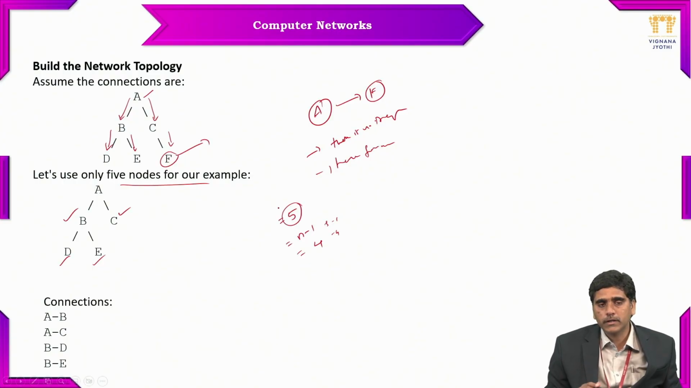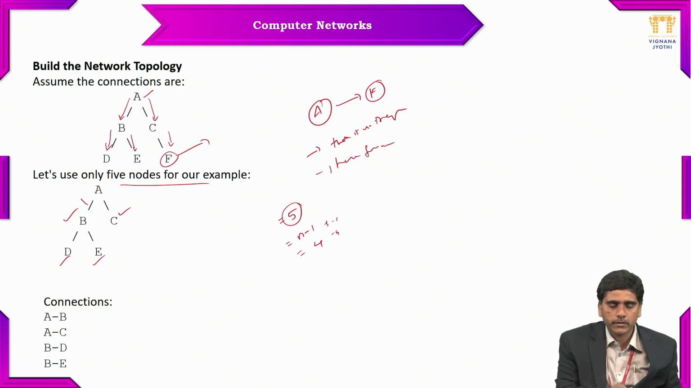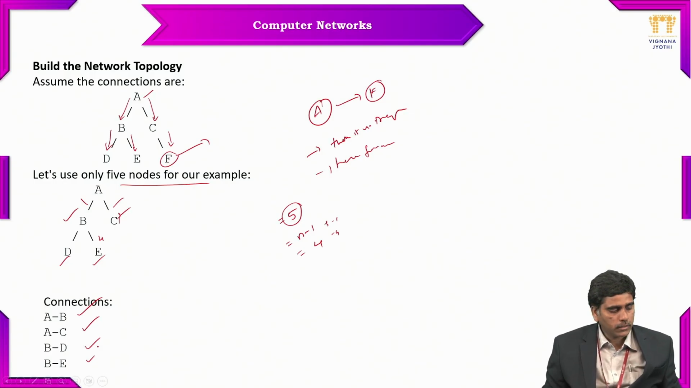So if you want to broadcast any message in these 5 nodes, take an example with source node A, and the remaining 4 nodes receive the message with the 4 connections only. See here in this diagram, A to B is one connection, A to C is another connection. So 2 connections are there. And similarly from B to D and B to E, 2 more connections. So a total of 4 connections are required.